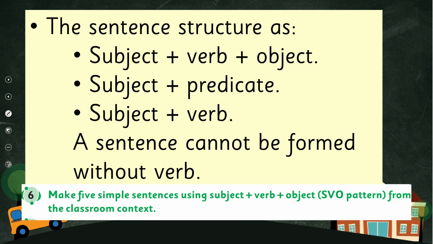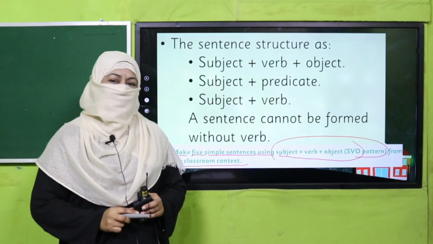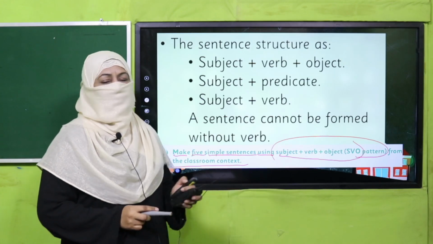So let's do question number 6. What you are going to do is make 5 simple sentences using the subject plus verb plus object pattern from the classroom context. Okay, so this is the task you will do in your notebooks. Pause the video, complete this task and then come back.